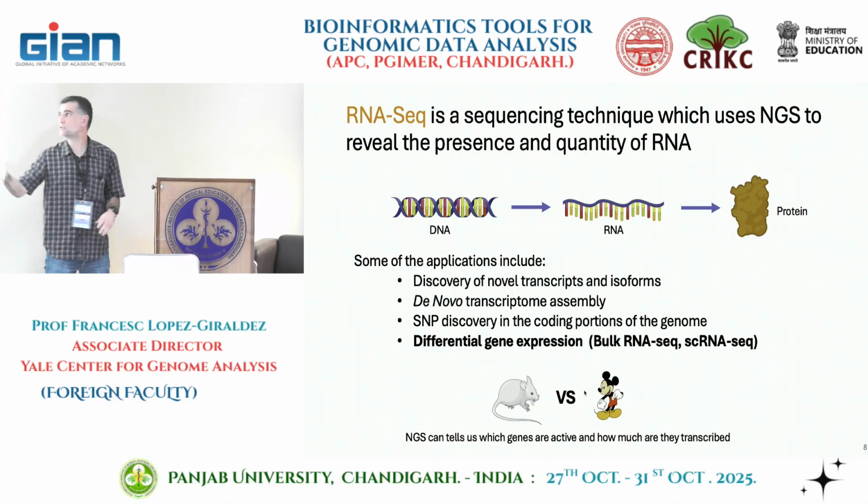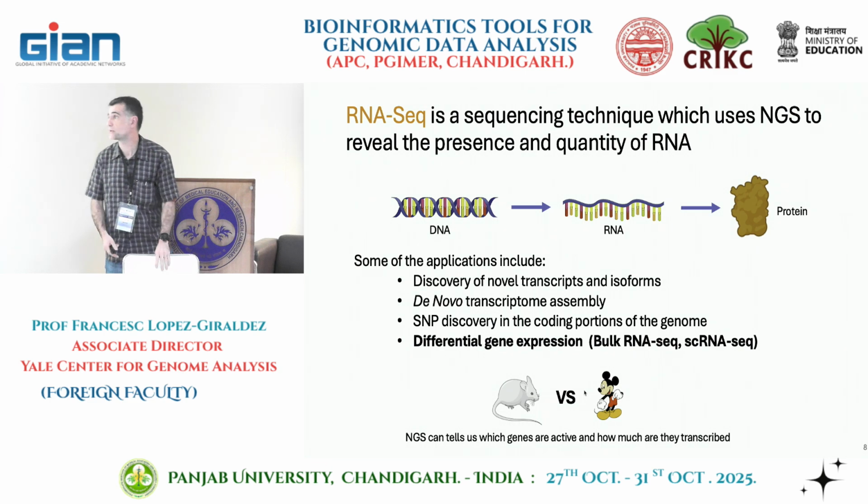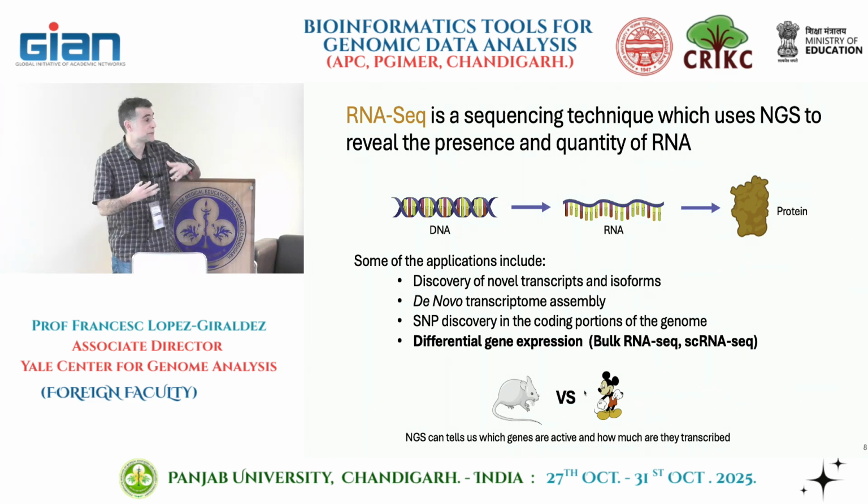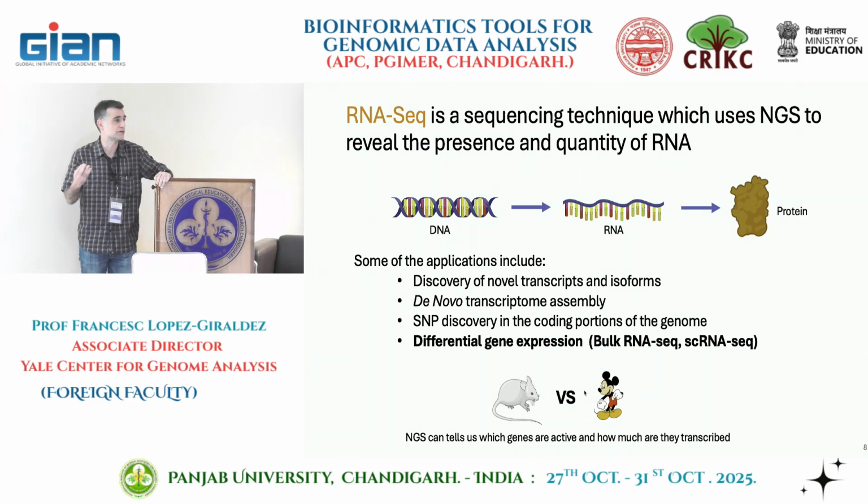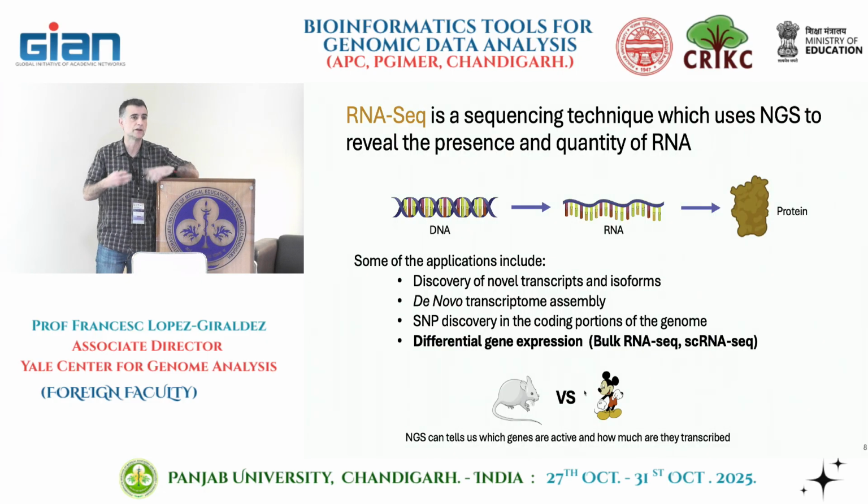Yeah, so we can use it for discovering novel transcripts. We can use it for de novo transcriptome assembly. So we have a species that we don't have a genome as a reference. We need the transcriptome, so we can use it to do a de novo transcriptome assembly. If you care about the sequencing, maybe you can even do SNP discovery. Maybe it's not the best strategy, right? But we can use it.